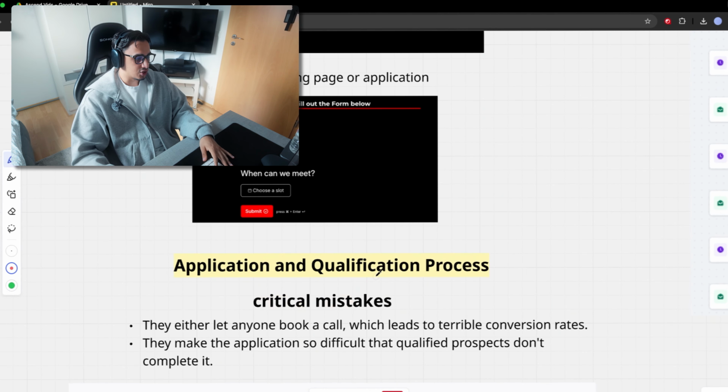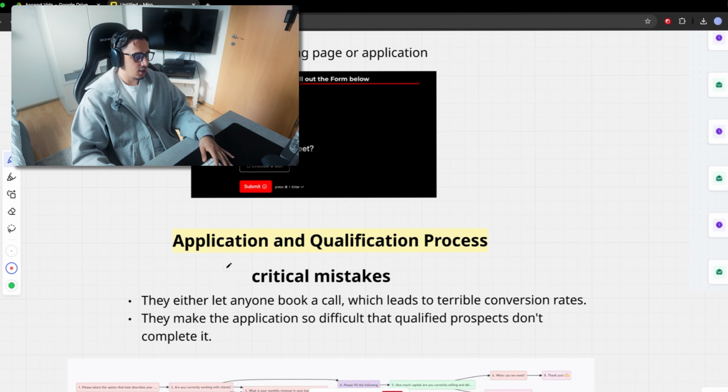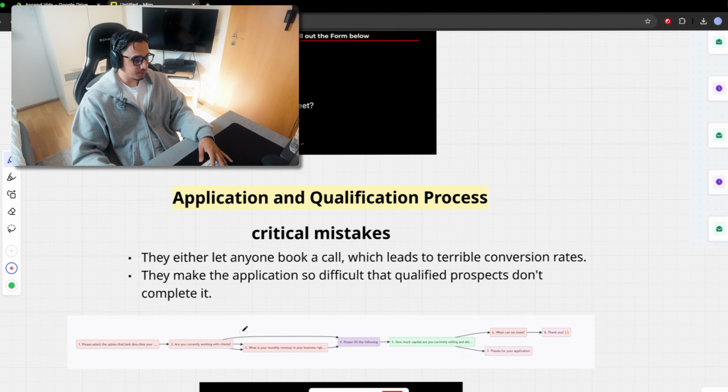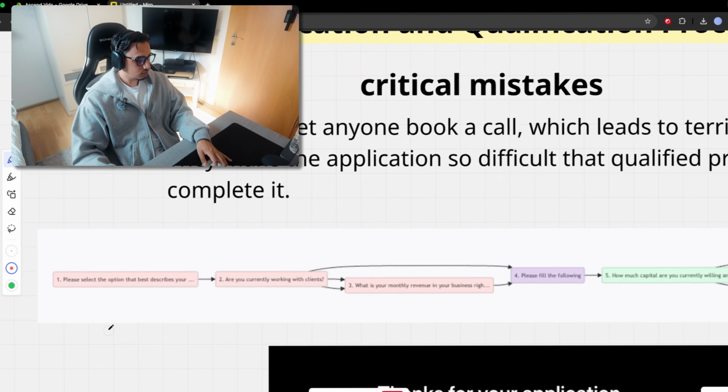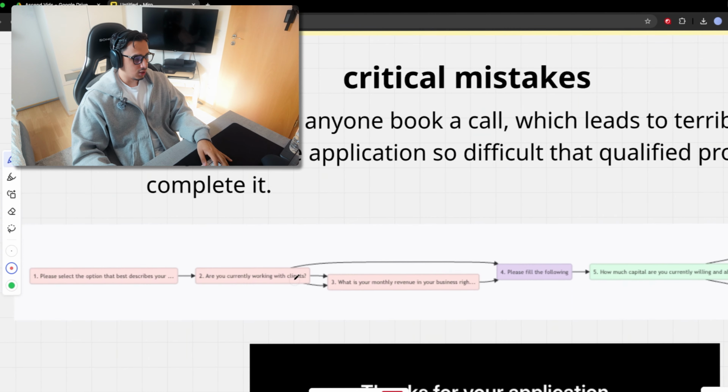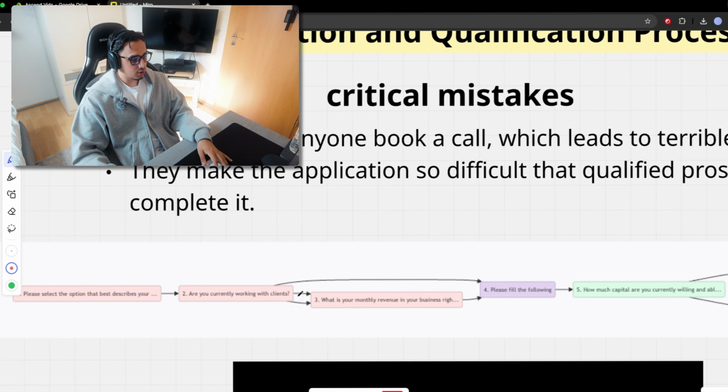Let's talk about the application and qualification process, because this is a mistake most coaches make. They either let anyone book a call, which leads to terrible conversion rates, or they make the application so difficult that qualified prospects don't complete it. So if you can see here, what I do is: please select the best option that describes your situation. Are you currently working with clients?